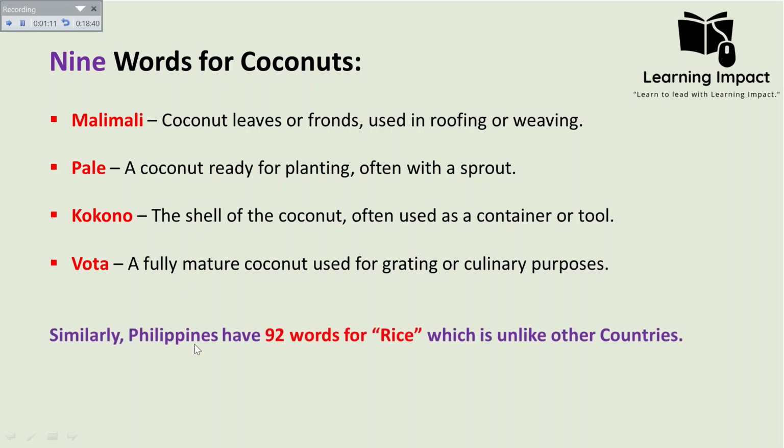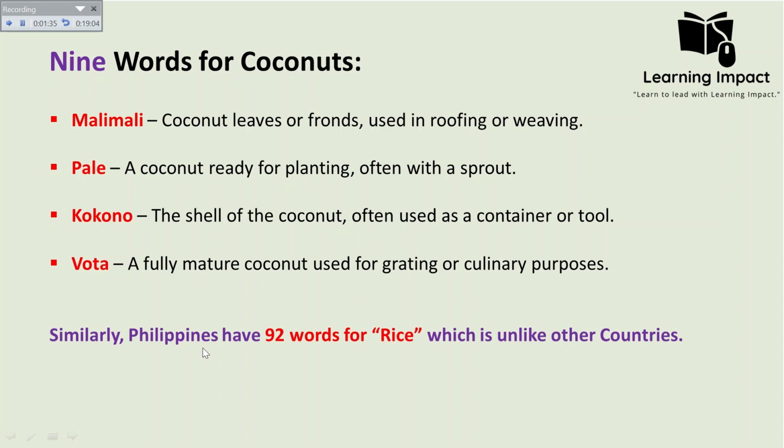Another example could be the Philippines. They have 92 words for rice, which is unlike the English language, also the Urdu or Hindi language. We don't have 92 words for rice. So in case of the Philippines, rice is considered a more highly valued commodity there. And it may be because their language has 92 words for it.